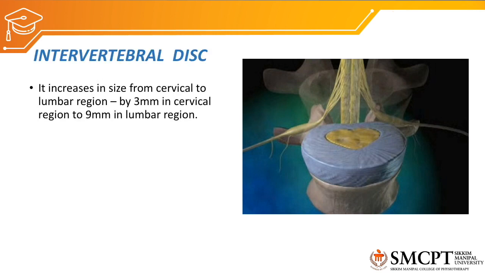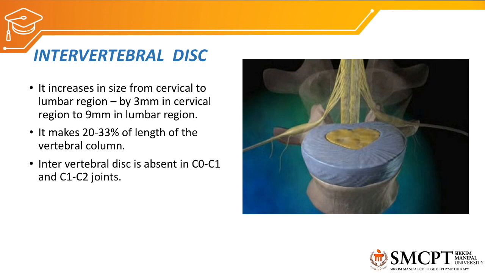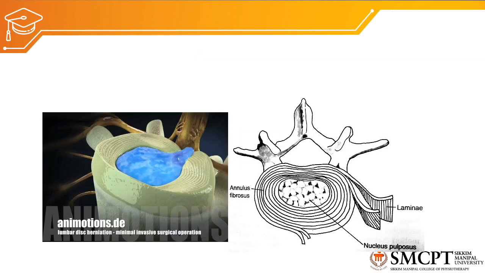So anatomically, the intervertebral discs at the lumbar vertebral spine are thick. The intervertebral disc increases in size from the cervical to the lumbar region, from 3 mm in the cervical region to 9 mm in the lumbar region. It makes up 20 to 33 percent of the length of the vertebral column. The intervertebral disc is absent in C0 and C1, that is, the atlanto-occipital joint as well as the atlanto-axial joint.